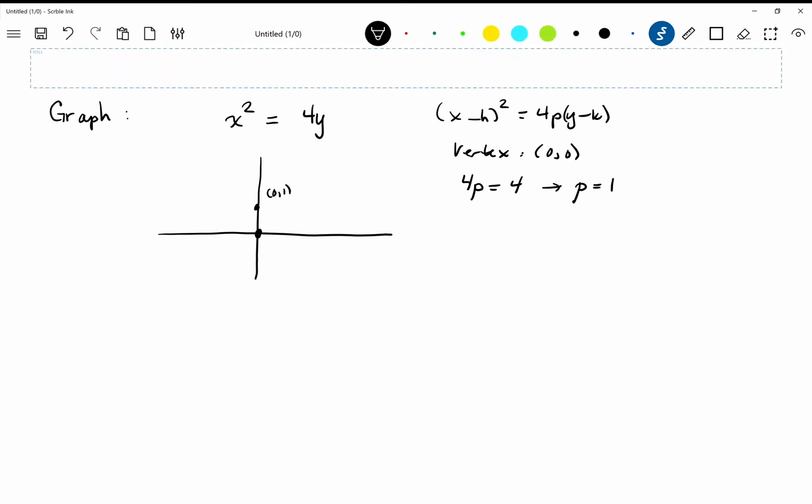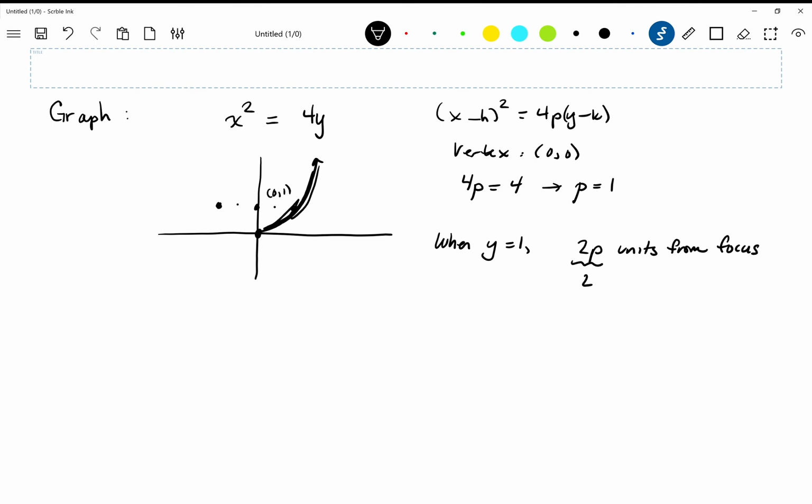So we could do one of two things. We could either set y to 1 and solve, or we could just remember that when y is 1, those points are 2p units from the focus. So 2p would be 2 units. If I go 2 units over this way and 2 units over this way, I know I have other points on the parabola. So I'm going to join those points, and there, sure enough, is our parabola.